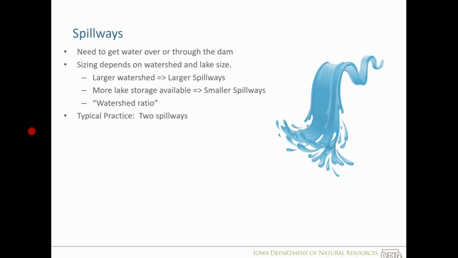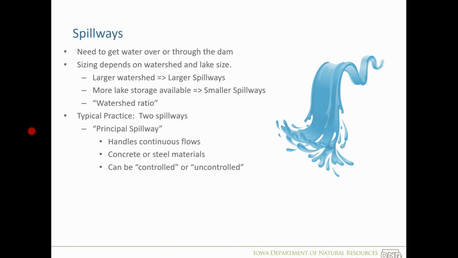Typical practice, as we looked at on the previous drawing, is to have two spillways for our dams. We have what we call a principal spillway. These are the spillways that handle the continuous flows, the base flows to the dam. They're usually made of concrete or steel, and they can be controlled or uncontrolled. Controlled means that we may have a gate that needs to go up or down depending on the flow. Uncontrolled means as the water level comes in and starts to rise, more water flows out of the pipe, but nobody has to do anything.